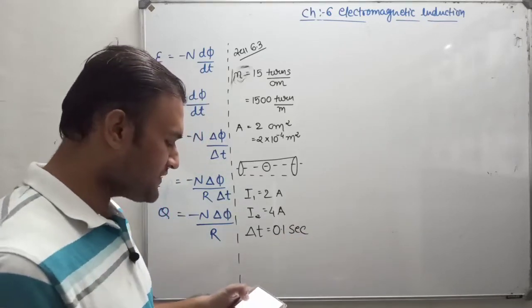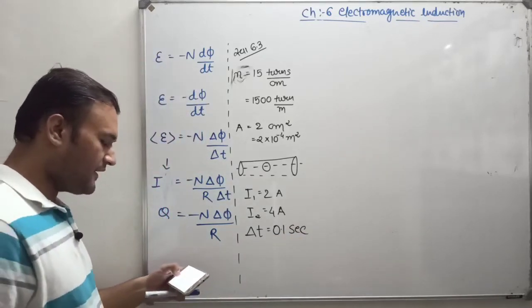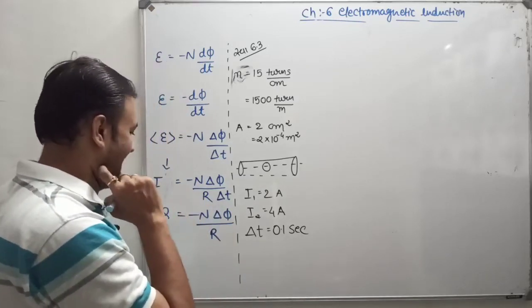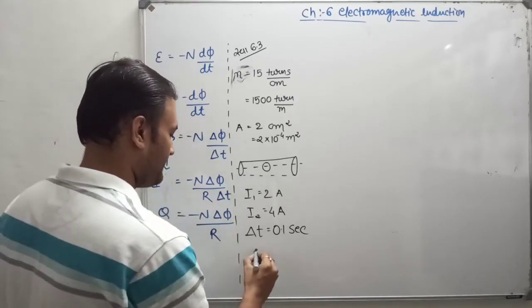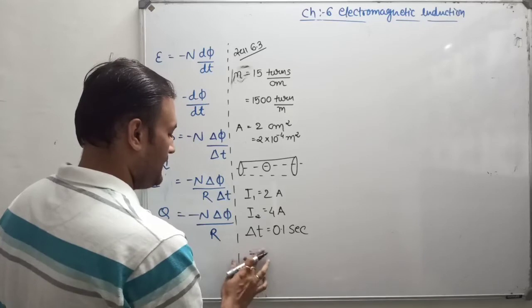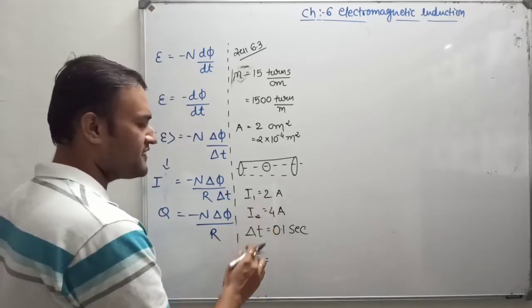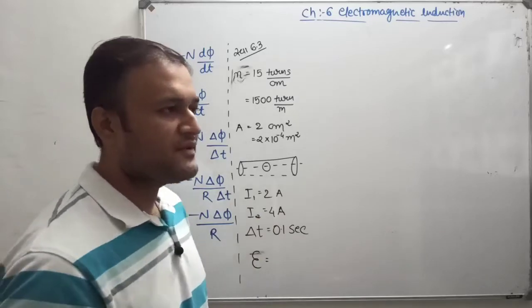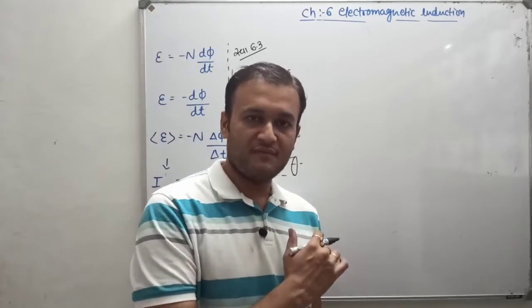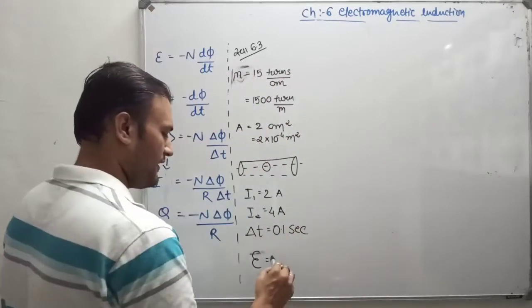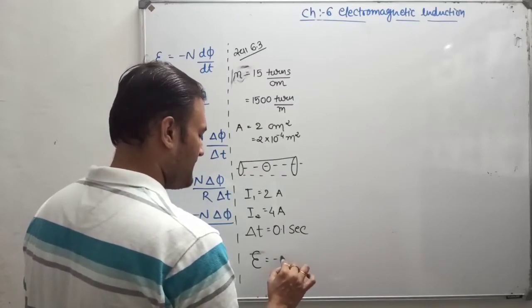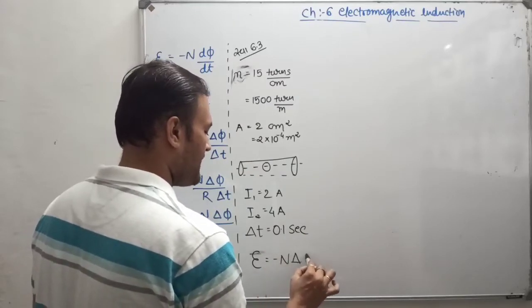What is the induced EMF in the loop while the current is changing? Like, when the current I changes, we have to find out the induced EMF. So the current will be changed. We know that when the current is changed, the magnetic flux will be changed in the solenoid. So our equation is simple: minus n delta phi by delta t.